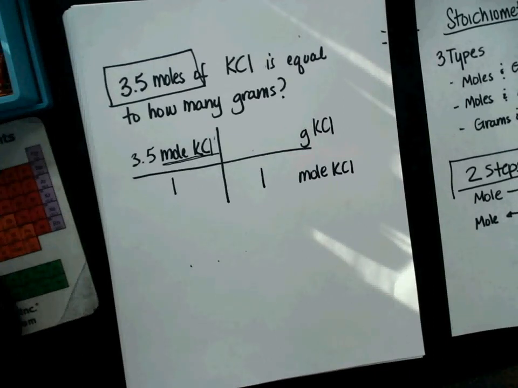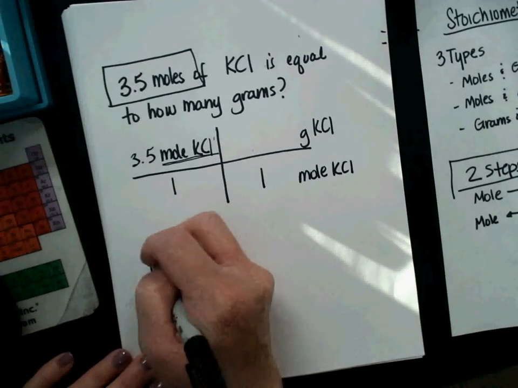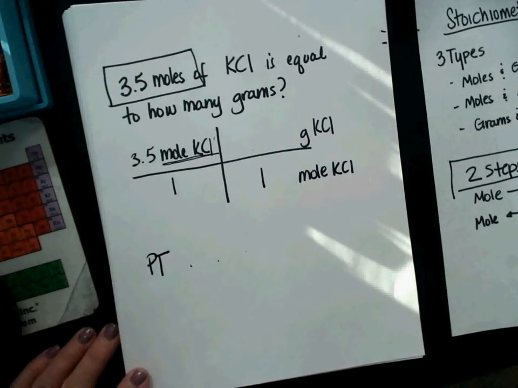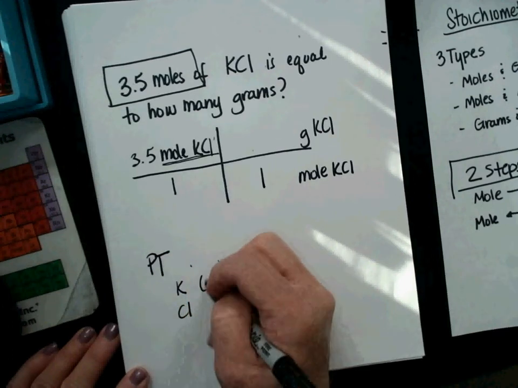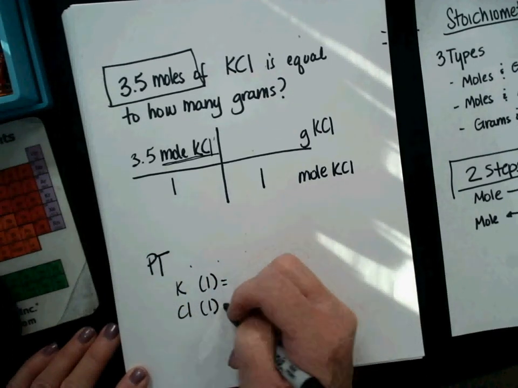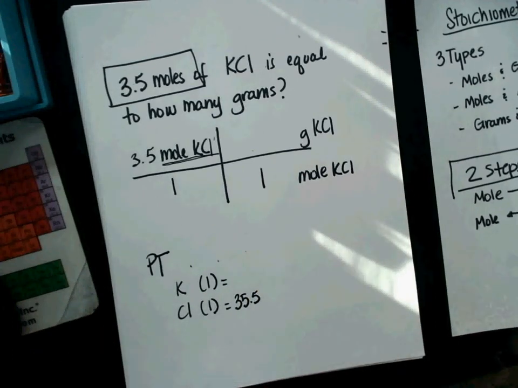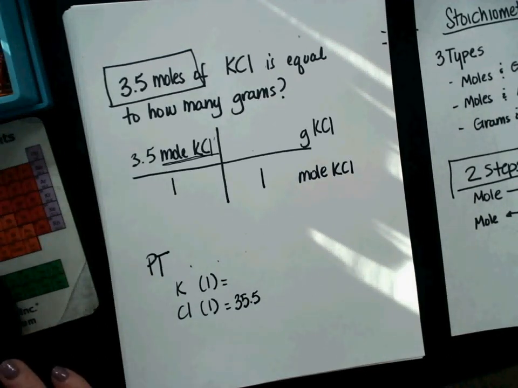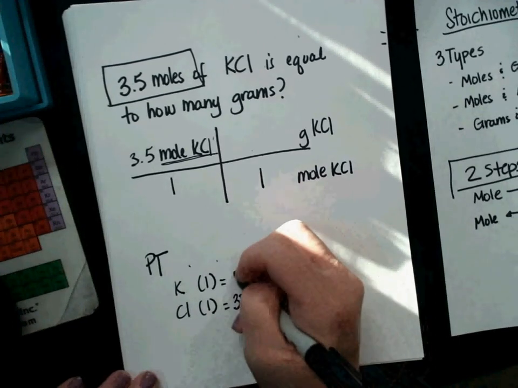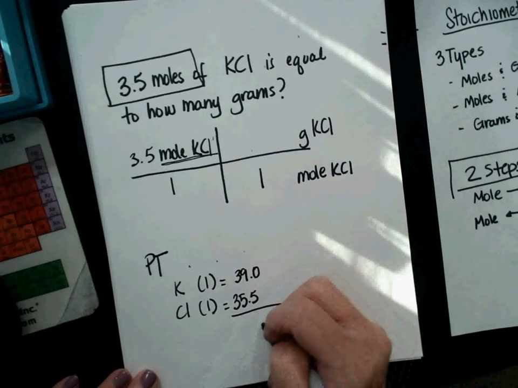Where do I go to find out how many grams are in 1 mole? Anybody want to take a shot at it? Mara? Yeah, I go to the periodic table. Essentially, we're going to calculate the molar mass. I'm going to find K, and I'm going to find Cl, and I only have 1 of each of them. I think Cl is 35.5, and I don't remember potassium. Potassium is 39, yes?